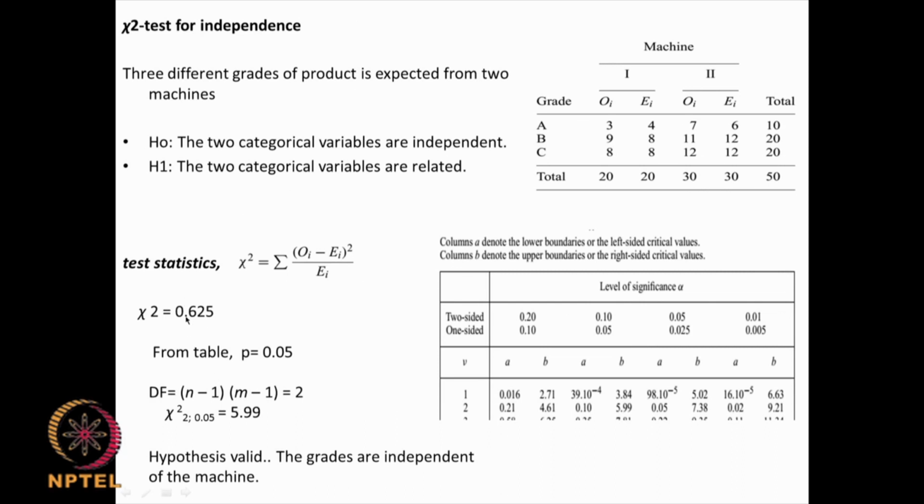The test statistic is 0.625, so the null hypothesis is valid. What is it? The grades are independent of the machine from which they are manufactured. So it's a very important study. As I said, in clinical trials samples are analyzed in different HPLCs and from different locations. I want to know whether the results are independent, or whether you get one set of results if you try it out on one particular HPLC. So that is a very useful type of test one needs to perform.